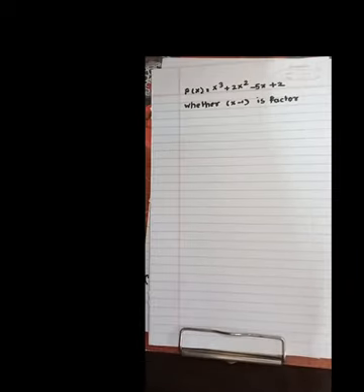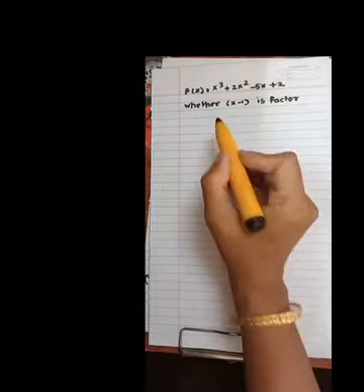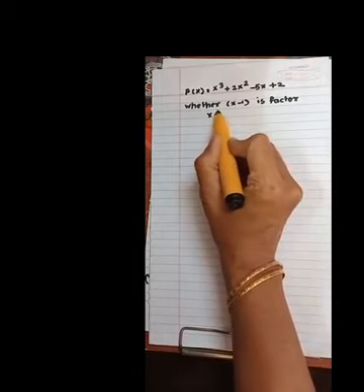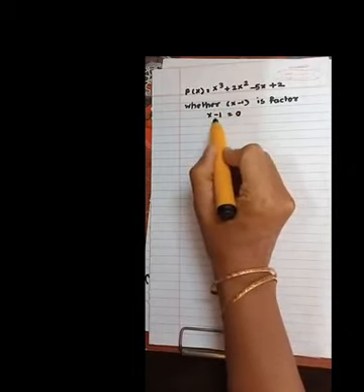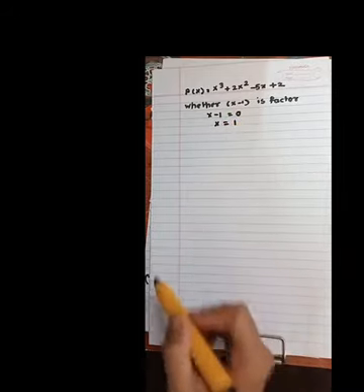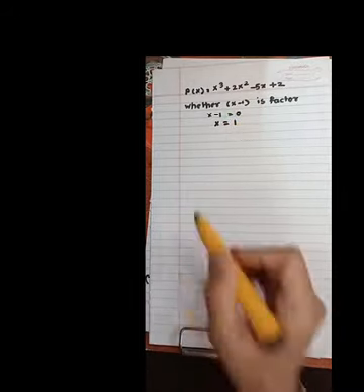So the given polynomial is p(x) equal to x cube plus 2x square minus 5x plus 2. Check whether x minus 1 is a factor. So first find the zero of the polynomial x minus 1. Equate it to 0, we get x equal to 1. Replace this value in the polynomial.